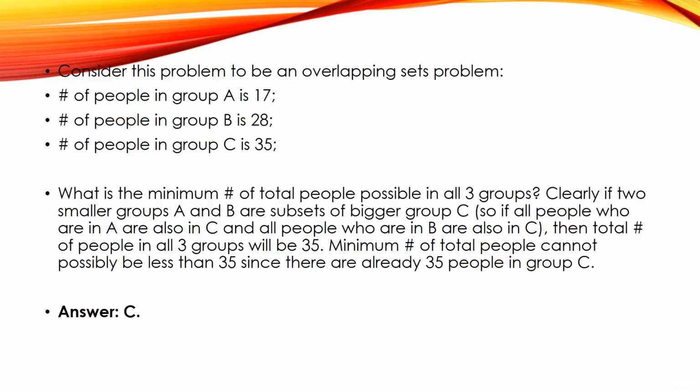Notice that the maximum range for the original question is not limited when the maximum number of people in all 3 groups for the revised question is 17 plus 28 plus 35, in case there is zero overlap between the three groups.